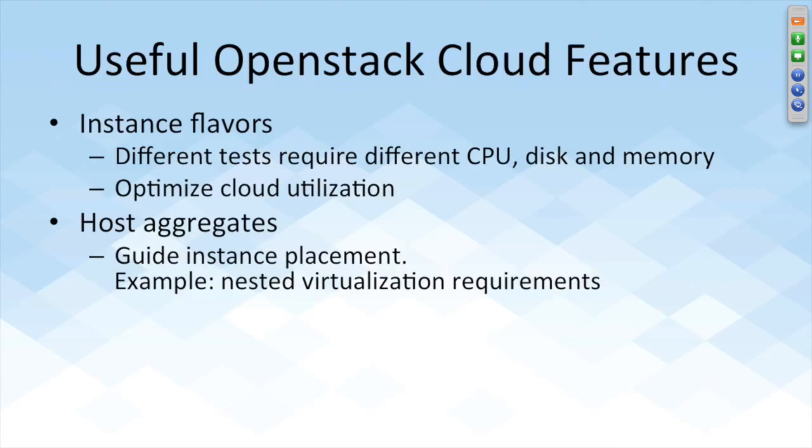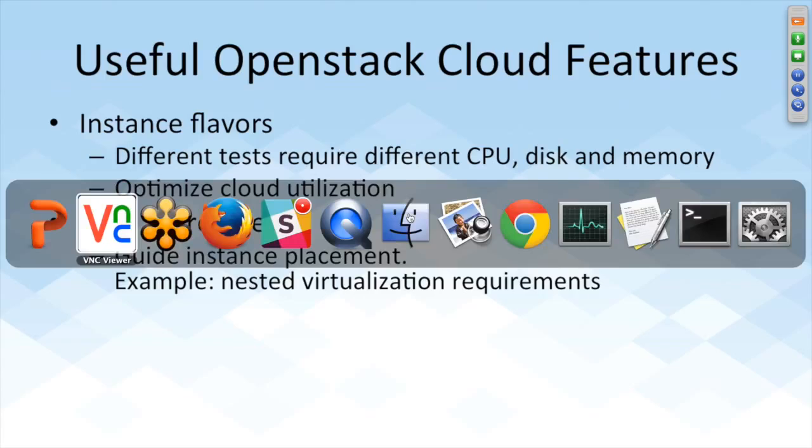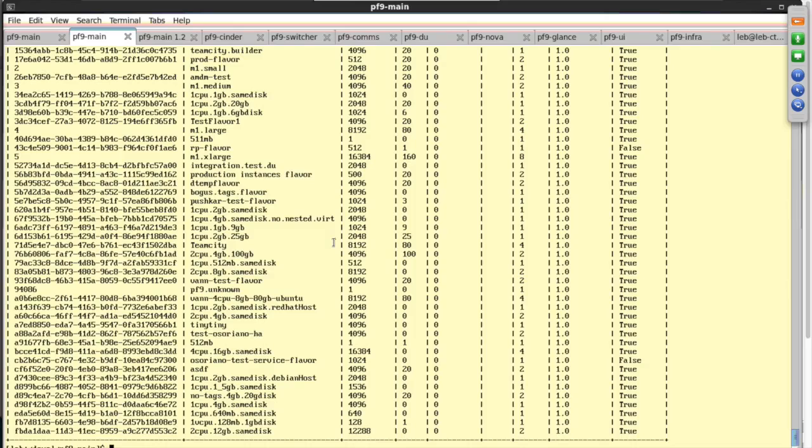But sometimes you want to tell OpenStack to place an instance on a particular set of hosts. One example of this is in our environment, we often have workloads that require running one virtual machine inside of another, and we call that nested virtualization. Whenever we need nested virtualization, we take advantage of host aggregates. A host aggregate is a grouping of one or more hosts that allow you to bind special flags or metadata to that group.